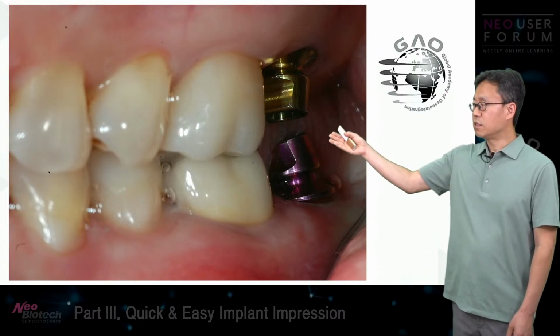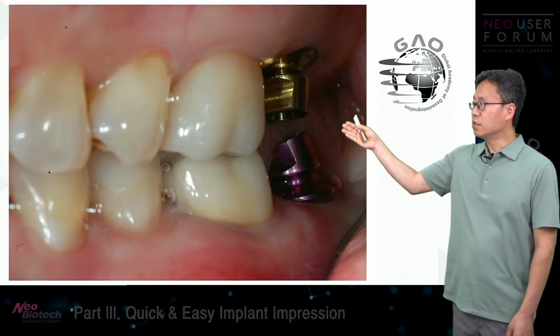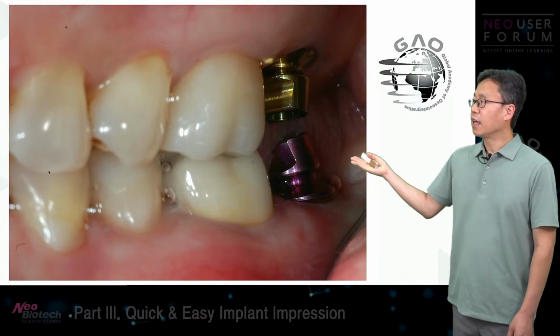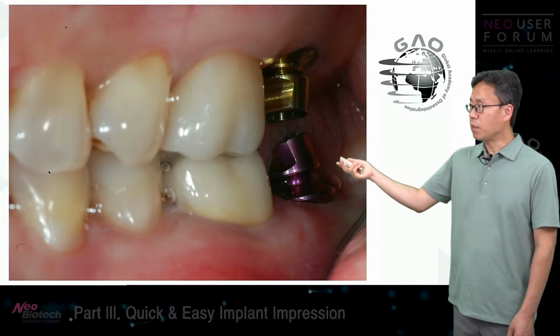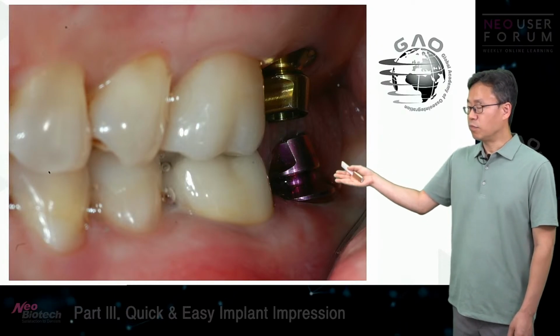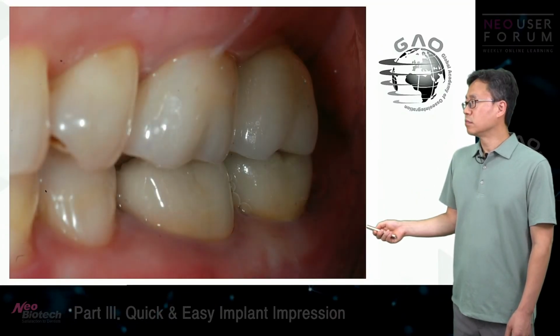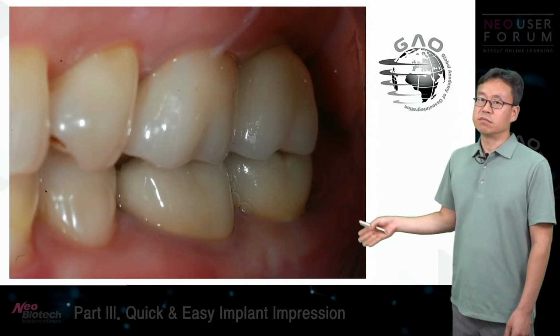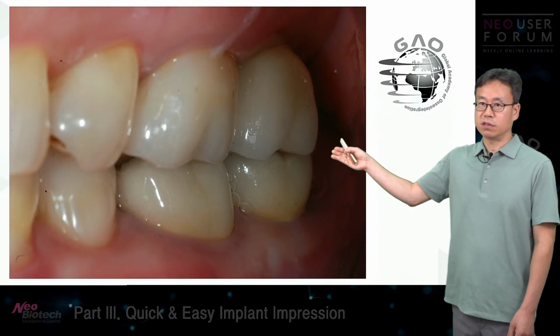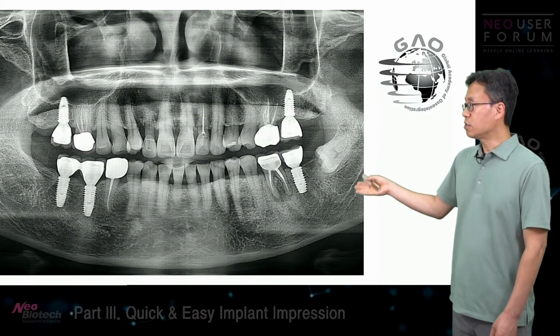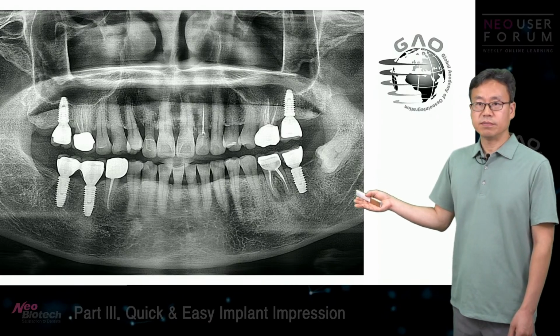And this is the photo of the impression bodies, or the impression copings, in the patient's mouth right before I took an impression with rubber material. And this is the final result, and the X-ray afterwards.